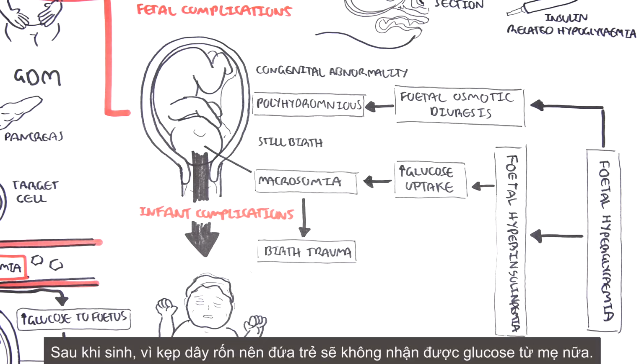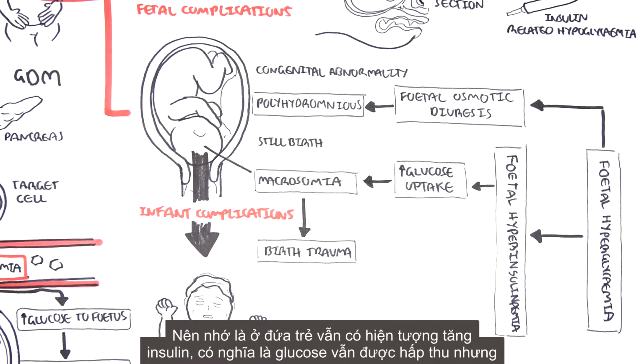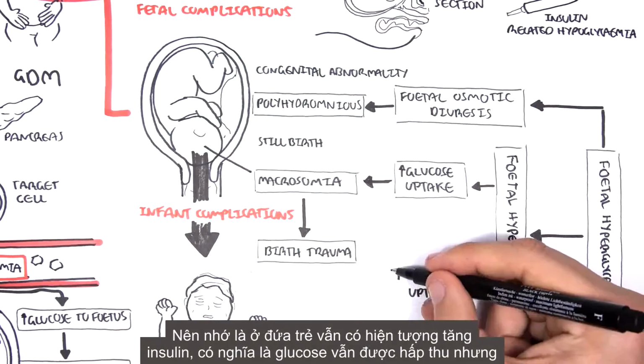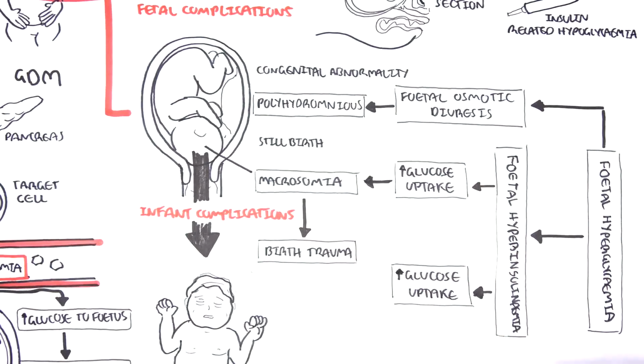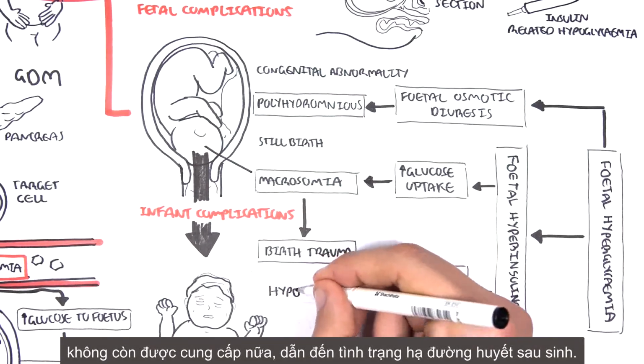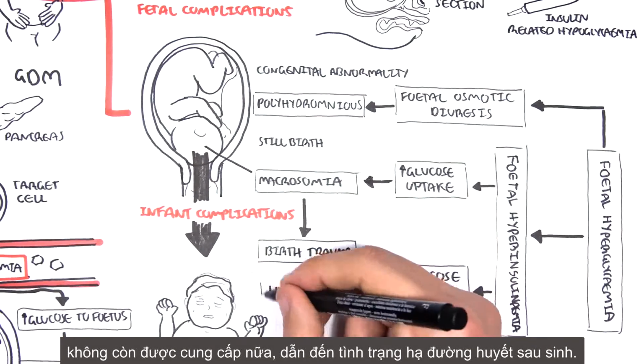After delivery, the fetus will not receive any more glucose from the mother because the umbilical cord is clamped. Keep in mind that there is still fetal hyperinsulinemia present, and this means that glucose will still be taken up. But with no more supply of glucose, the baby has hypoglycemia.